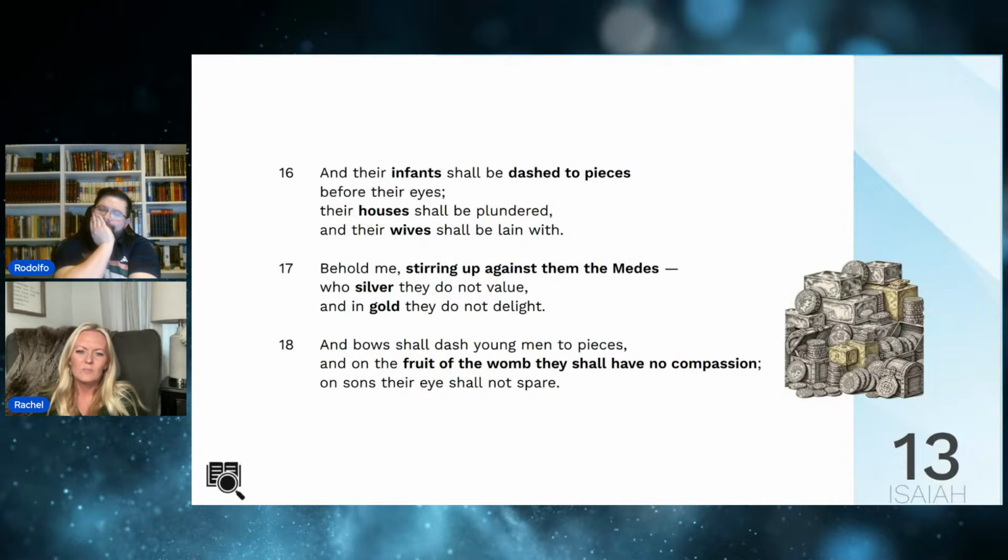And this one's a bummer. Their infants shall be dashed to pieces before their eyes. Their houses shall be plundered, and their wives shall be lain with. Behold me stirring up against them the Medes, who silver they do not value, and in gold they do not delight. And bows shall dash young men to pieces, and on the fruit of the womb they shall have no compassion. On sons their eyes shall not spare.